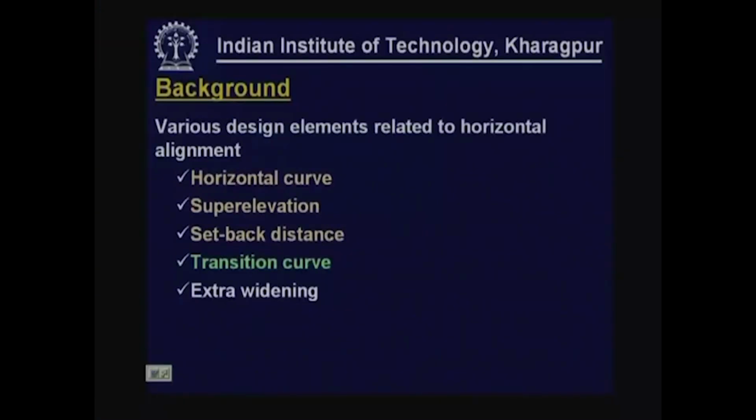Among different design elements, we have already discussed horizontal curves, the forces acting on a vehicle when it is negotiating a horizontal curve, the need for super elevation, the basis for design of super elevation under mixed traffic operation, the different approaches mentioned in AASHTO for distribution of e and f, super elevation and side friction factor, and also different methods for attainment of super elevation, their advantages and disadvantages.